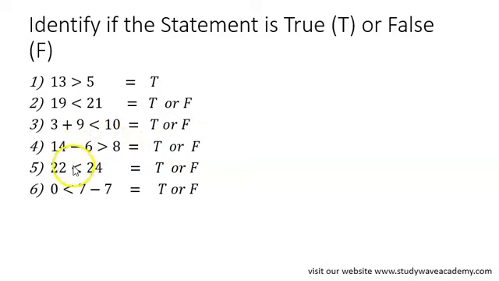So our answer here is what? False. Here we have 22 is less than 24. Is that true? Yes, it is true. Then the last one we have: 0 is less than 7 minus 0. Is it true or false?